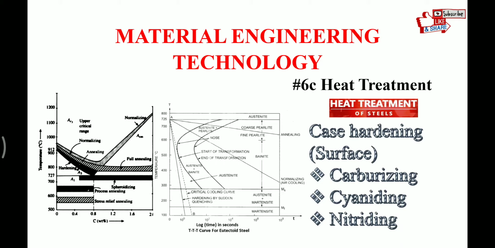So friends, in the last two videos we have studied the heat treatment for the bulk workpiece, or the whole workpiece, like annealing, normalizing, hardening, and tempering. But in this video we will study the surface heat treatment of the material or the workpiece. The surface heat treatment process is also called case hardening. So let's begin with this video.